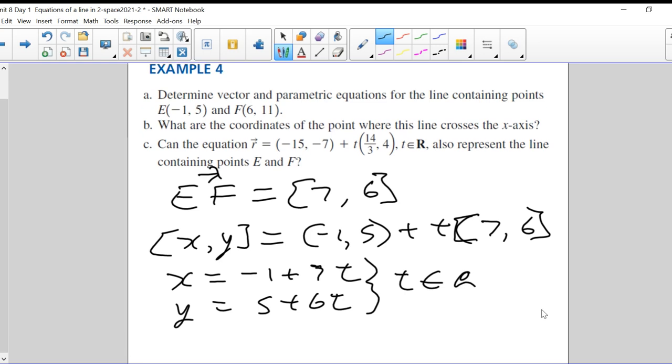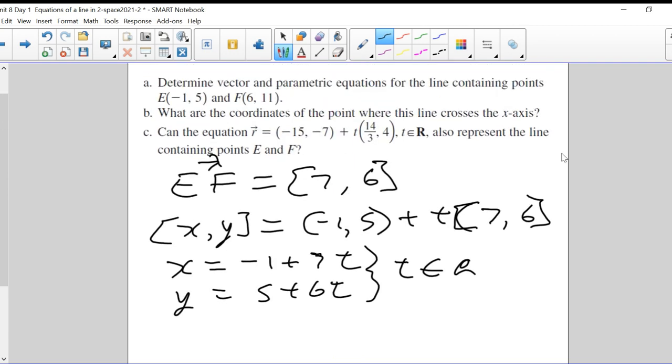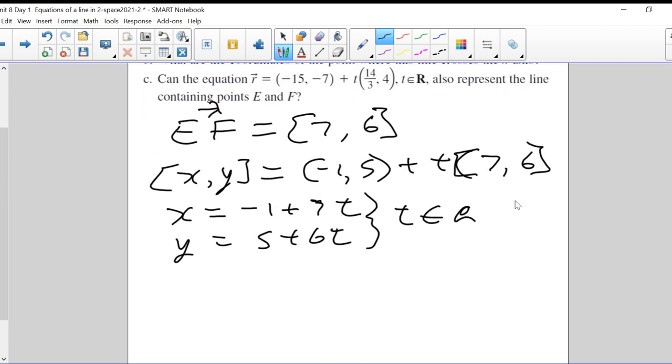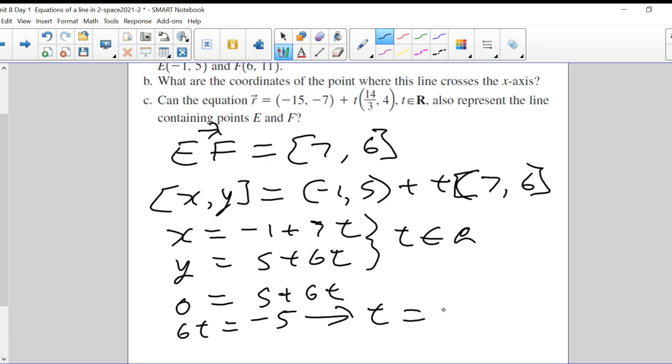We know from working in grade 9 that where it crosses the x-axis means the x-intercept, and that's where you find the x-intercept, when you set y to 0. So we'll do that right now. So 0 is equal to 5 plus 6t, right? And what we're going to do is solve for t. So that means that 6t is equal to -5, which means that t is equal to -5 over 6.